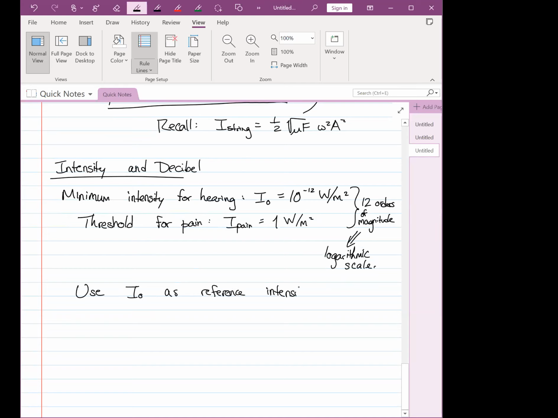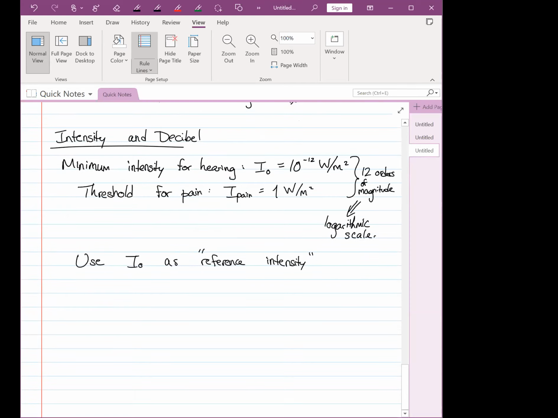And then we say, okay, well, what is the logarithm of the ratio between the reference intensity and whatever we're hearing? That is, we write beta, which is the number of decibels, as 10 decibels, which is a unit, times the logarithm, base 10, of the intensity that we're hearing divided by the reference intensity. So this is the decibel measure of the intensity that we're hearing.